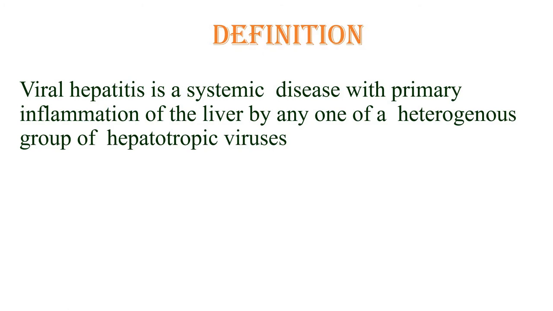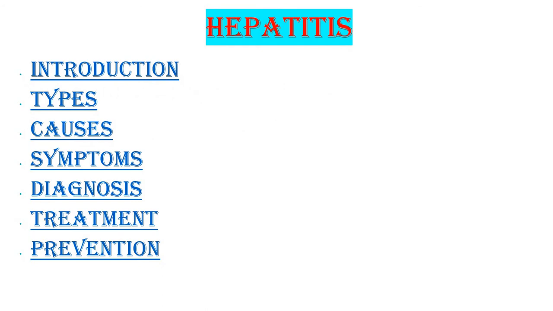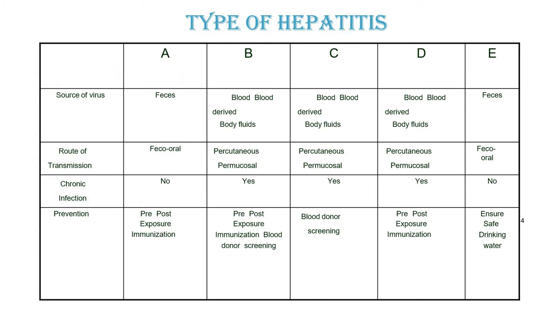We'll first consider the definition of hepatitis. Viral hepatitis is a systemic disease with primary inflammation of the liver by any one of the heterogeneous group of hepatotropic viruses. We're going to discuss each point one by one: introduction, types, causes, symptoms, diagnosis, then treatment and preventive measures or prophylaxis. Here the summary is given with the source of the virus.